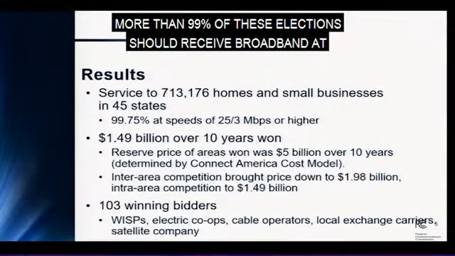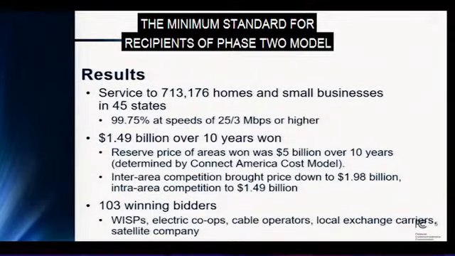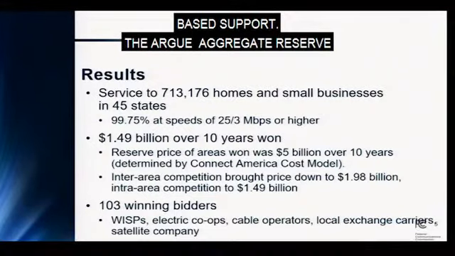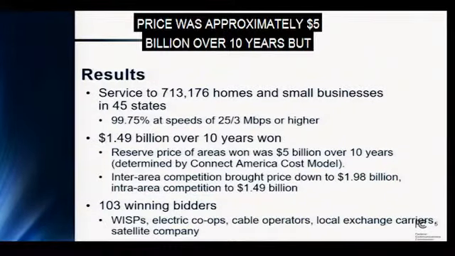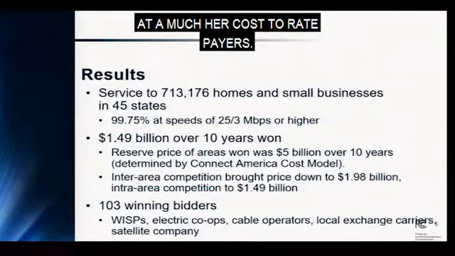More than 99% of these locations should receive broadband at speeds of 25 megabits per second down and 3 megabits per second up or higher, which is more than twice the minimum standard for recipients of Phase 2 model-based support. The aggregate reserve price associated with the areas that won support was approximately $5 billion over 10 years, but because of price competition in the auction, they will now be served at a much lower cost to ratepayers.